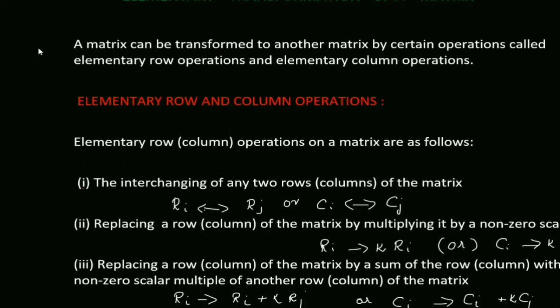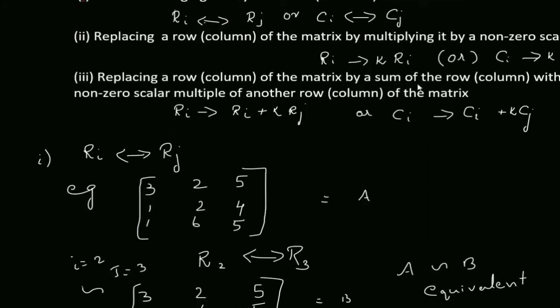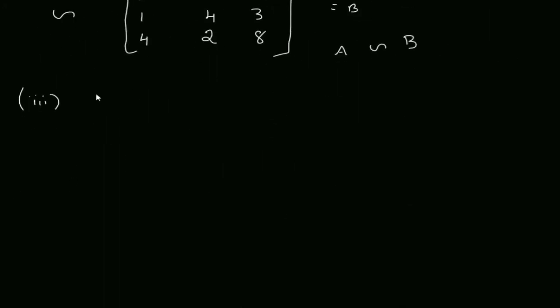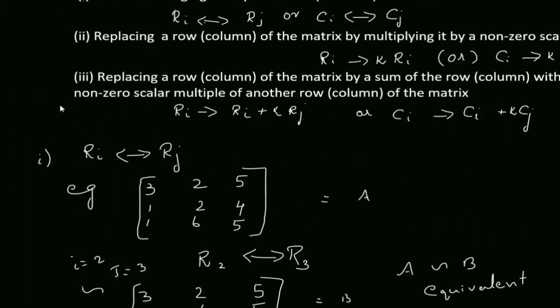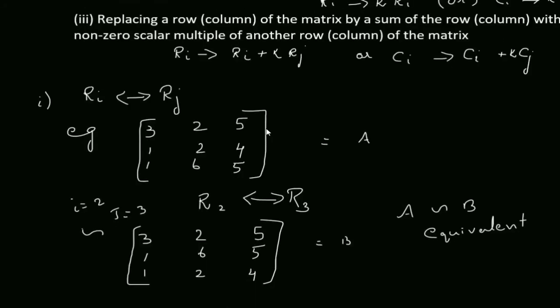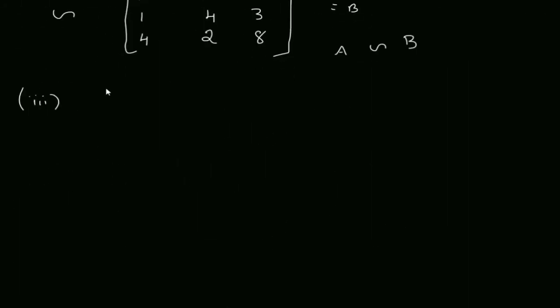Now we'll move on to the third operation. The third operation is Ri is Ri plus K times Rj, or similarly for the columns also. So Ri is Ri plus K times Rj means to any row you can add a multiple of some other row. So that is the third property.